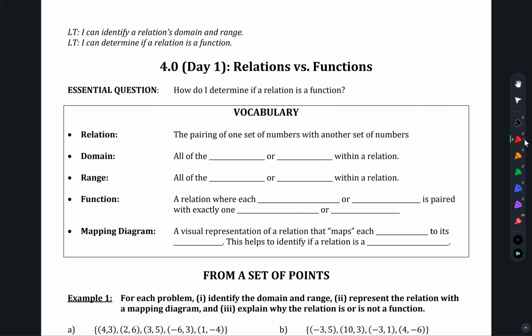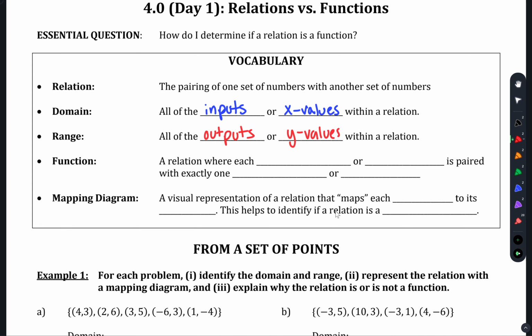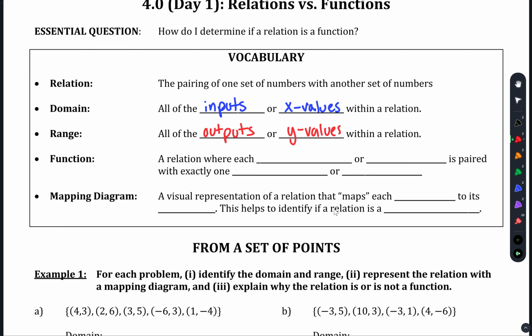There are two parts of a relation that we're going to focus on. The first part is the domain, and I'm going to color code this a little bit. The domain represents all of the inputs, aka the x values of a relation. Whereas the range represents all of the outputs, aka the y values within a relation. So we got to remember that domain goes with the x's, range goes with the y's.